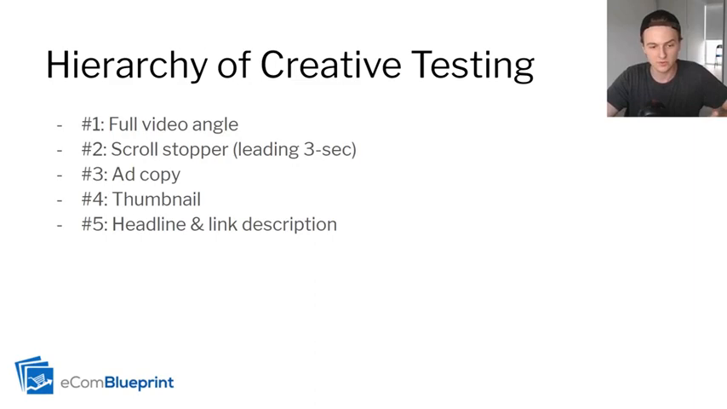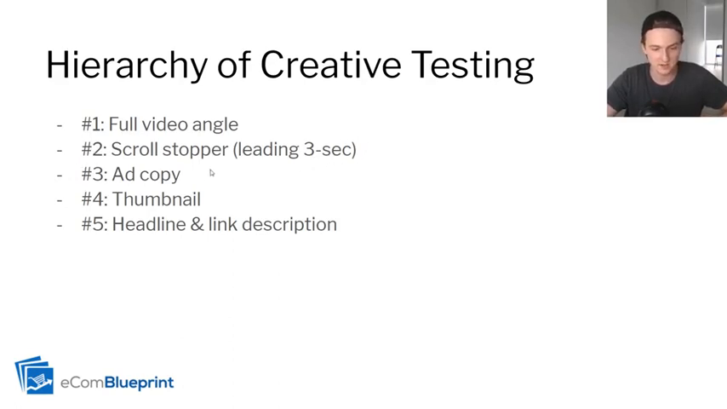However, you don't always have access to this content, right? If you have access to new video content, obviously this is what you want to test because this is going to make the biggest difference. Now, if you don't have a full new video angle, the second best thing you can do to see a really big impact in your creative sandbox is the scroll stopper, the leading 3-second clip that you use for your video. Changing this makes all the difference because it grabs people's attention, and people that would have just kept scrolling past your ad might watch the whole thing now. So scroll stopper is the second most important to test.